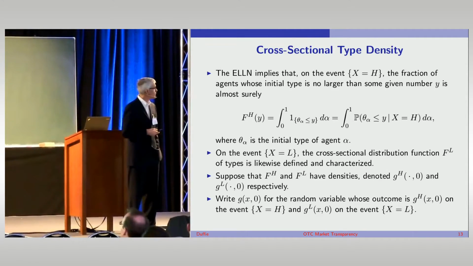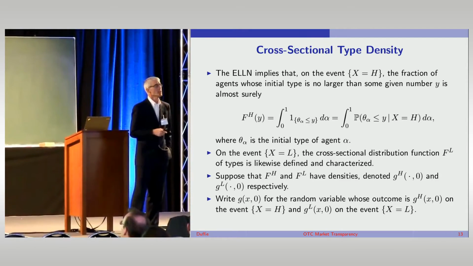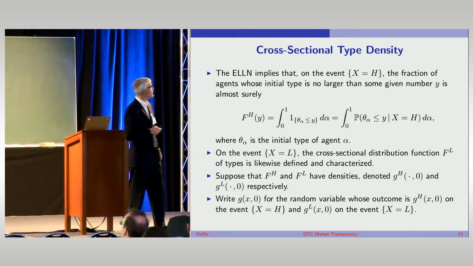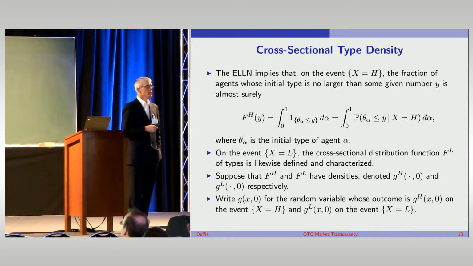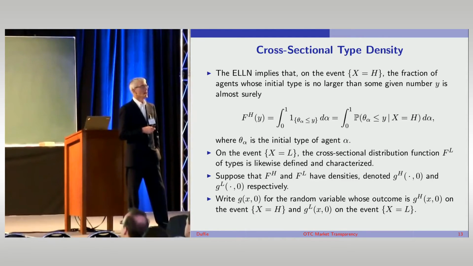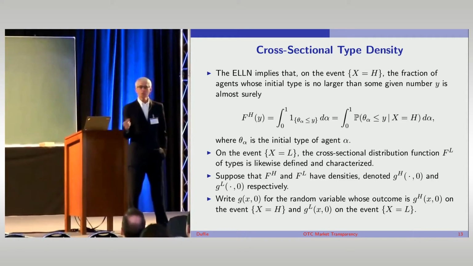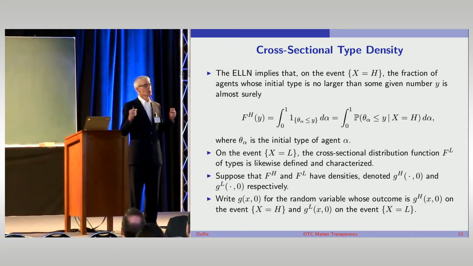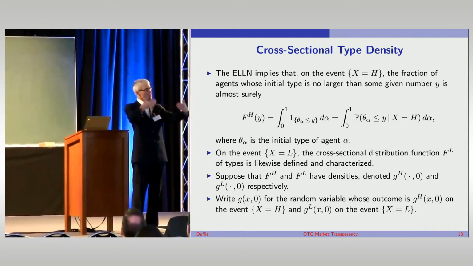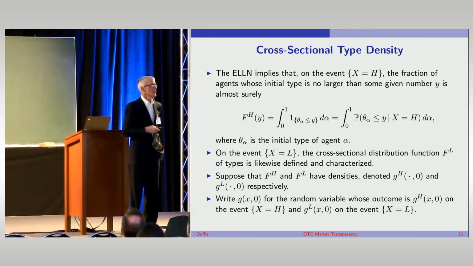So for example, when you start, if the state of the world is high, then FH evaluated at a type Y is the fraction of the initial population that has a type of Y or below. So that's a measure. There's going to be one measure that applies when the true state is high. There's going to be another measure that applies when the true state is low. That means, as time moves forward, these measures are going to get updated, and we're going to get a measure-valued stochastic process.